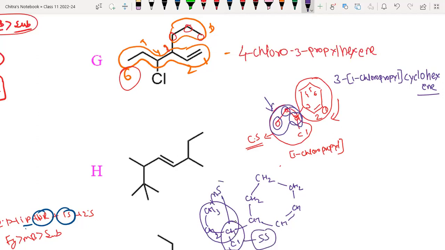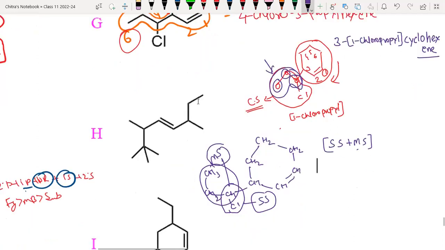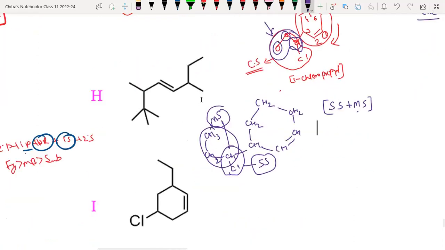So if we have a main as well as a side substitution, that substitution is called a complex substitution. And whenever we write a complex substitution, we have to write the side substitution name first, followed by the main substitution, and it has to be written inside the square bracket. So this is the rule given by IUPAC. Samhita, understood?